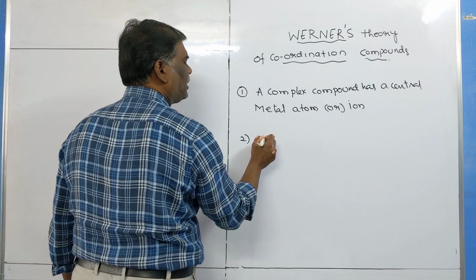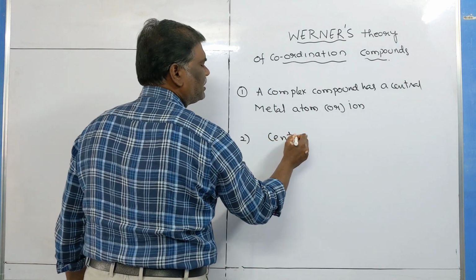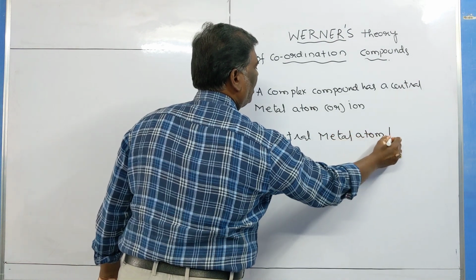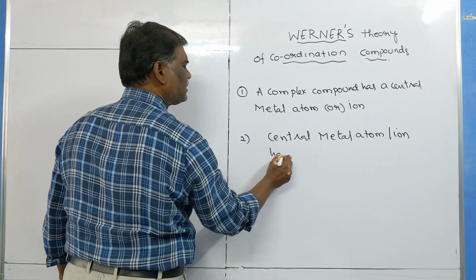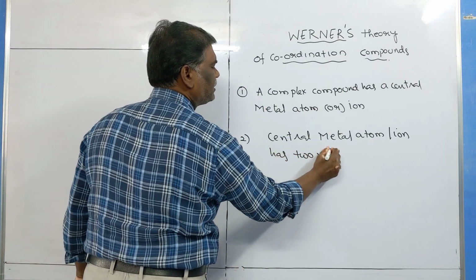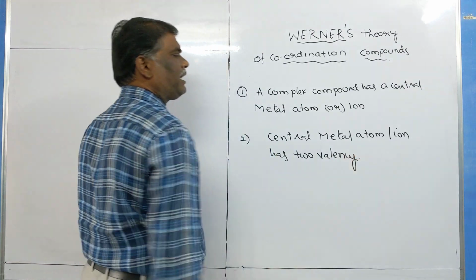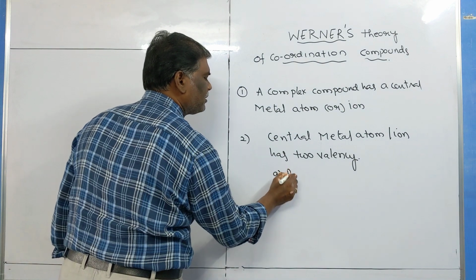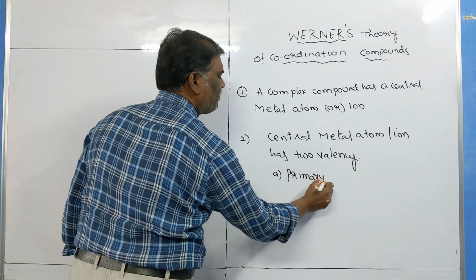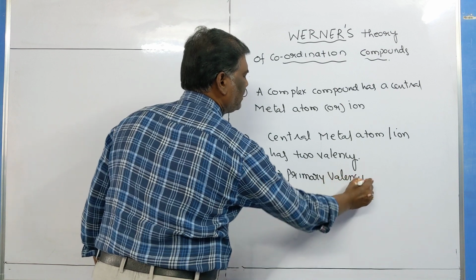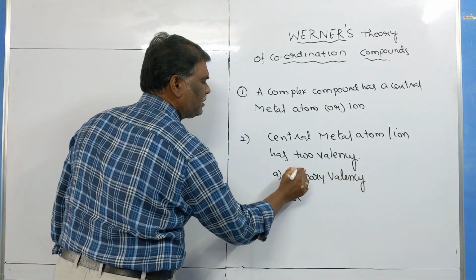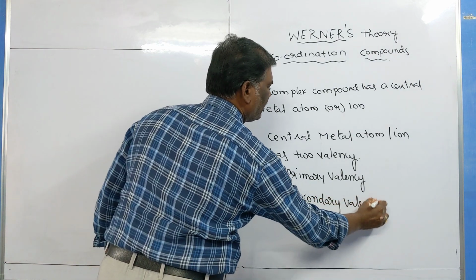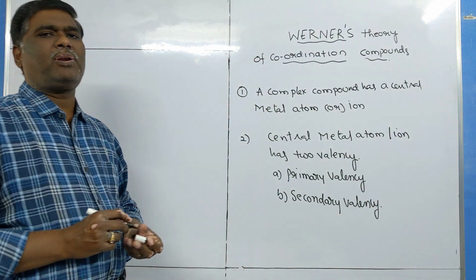The second point is: the central metal atom or ion has two valencies. The central metal atom has two valencies. What are they? One is primary valency. The second one is secondary valency. Primary valency and secondary valency.